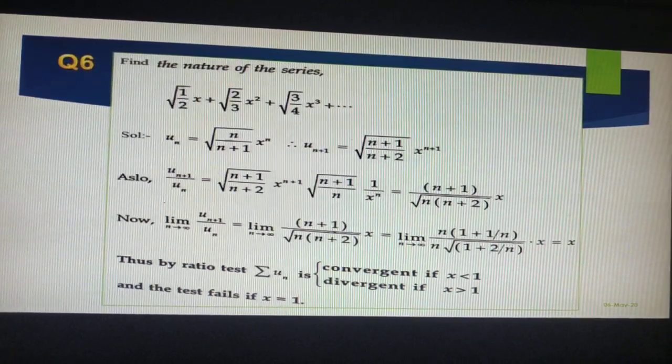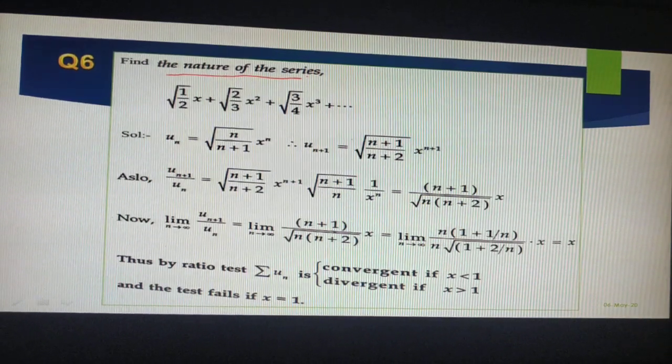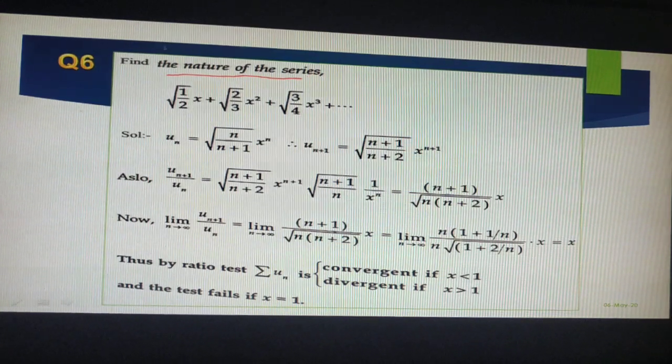See, this is one more problem. Find the nature of the series, meaning whether it is converging or diverging, or you may have to discuss some other things also, because x is an unknown variable here. Based on x, if we get the limit as some constant value, then you can easily tell. If you get the limit in terms of x, then based on x you can tell whether it is converging or diverging. Right.